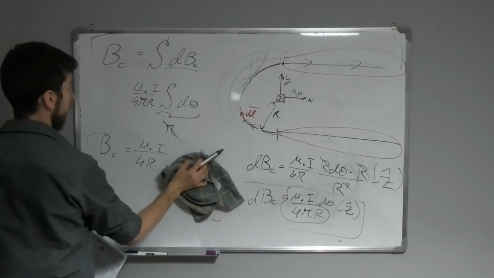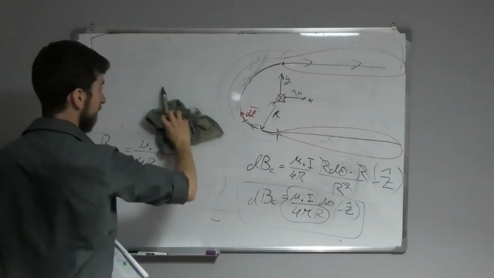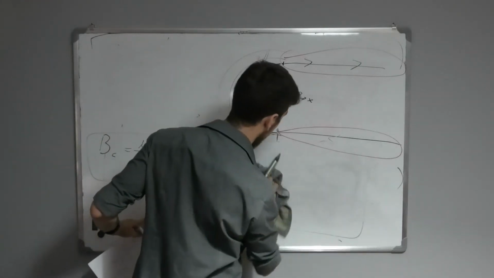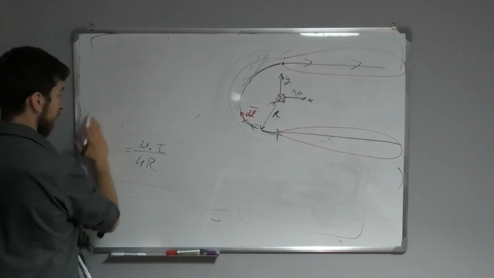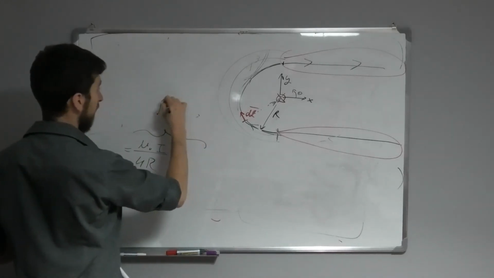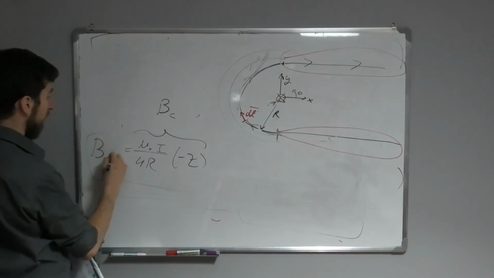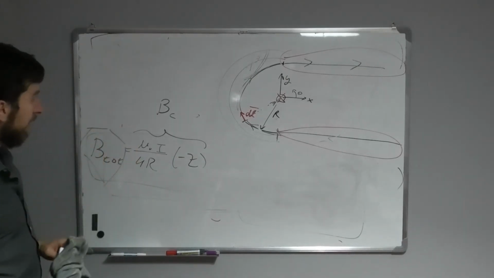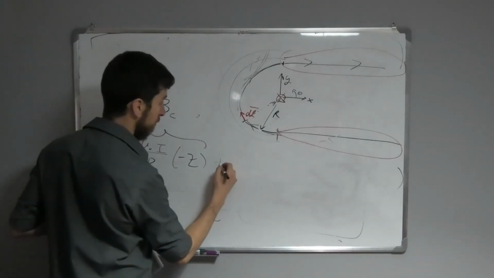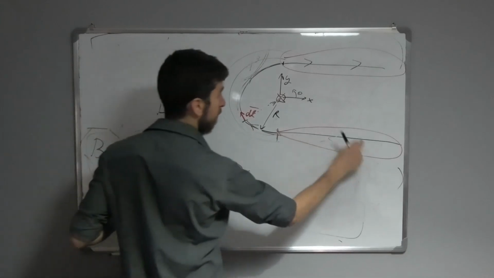So okay, let's put it here. Let's clean this one and this one. So this is going to be in the minus. So right now this is actually BC in the minus z, and here is B total, and we're going to do superposition, right? So here I have the contribution of two parts, this one and this one.